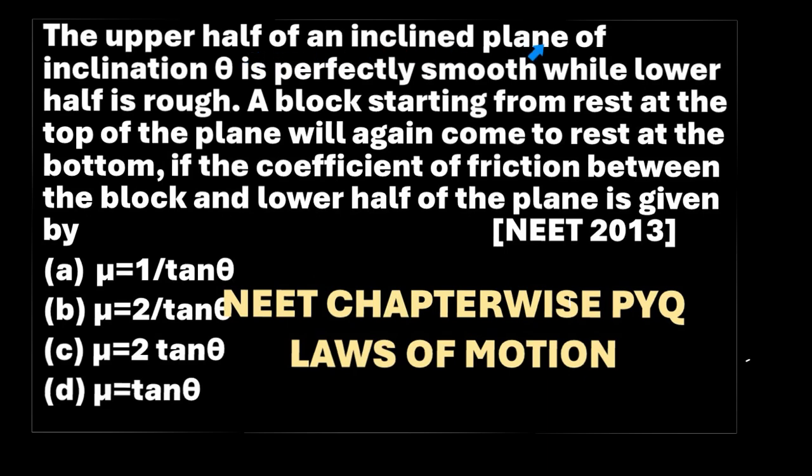The upper half of an inclined plane of inclination theta is perfectly smooth while the lower half is rough. A block starting from rest at the top of the plane will again come to rest at the bottom if the coefficient of friction between the block and the lower half of the plane is given by.